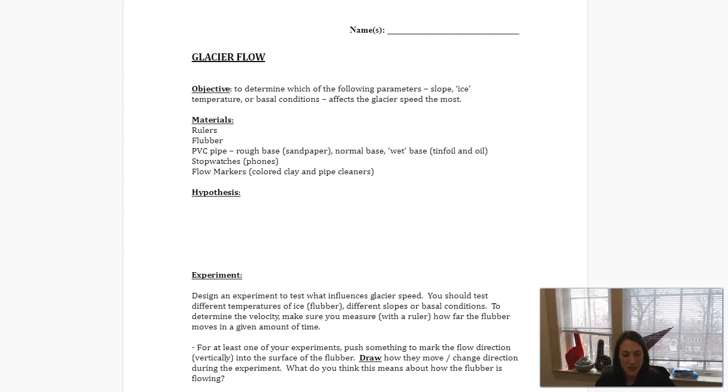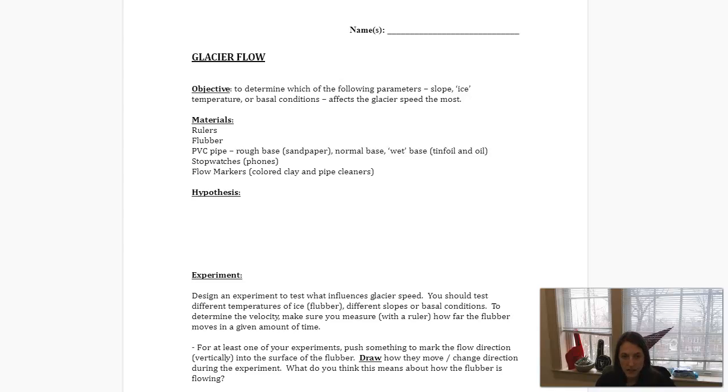PVC pipe, which I will also provide to you. It's white pipe that's split in half. And then one group will need a rough base, which is sandpaper, and the normal base, which is the PVC pipe, and then a wet base, which is either tinfoil or oil or something that provides less friction for that flubber to flow on. And then I will provide different temperatures of flubber, as well as different things that you can stack the PVC pipe on so that it creates a different slope for that pipe, for that flow.